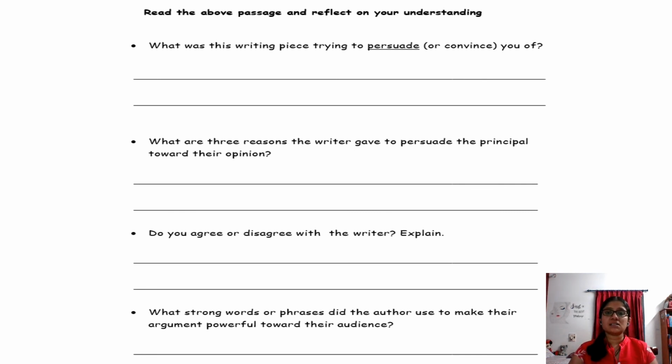What are 3 reasons the writer gave to persuade the principal toward their opinion? So what were the reasons given by the boy? Do you agree or disagree with the writer? Explain. So it is your choice. Here it's your opinion that matters. If you agree, that is your choice. If you don't agree, that is also your choice. Okay, but you have to explain. You have to give reason for that. Why did you agree or why you disagreed?